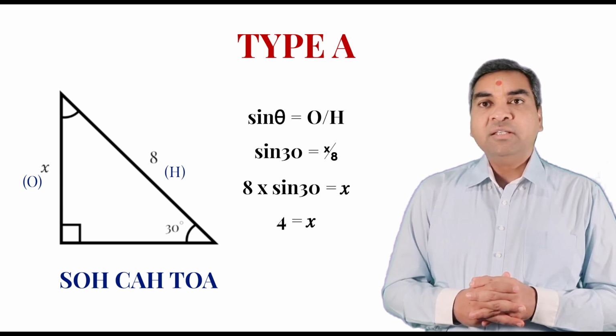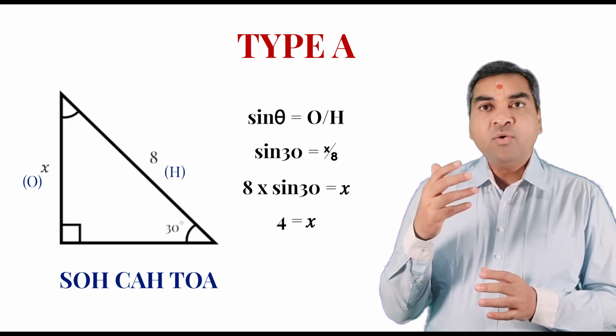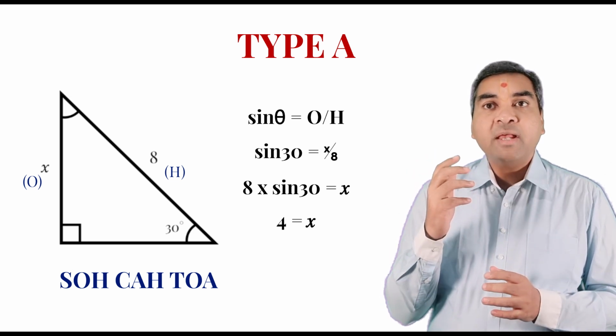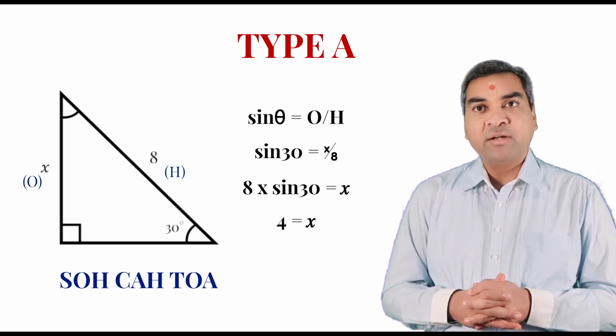Now this is a type A question, because whatever you wanted to find out, your unknown x, comes as a numerator. So whenever x comes as a numerator, that's your type A question.